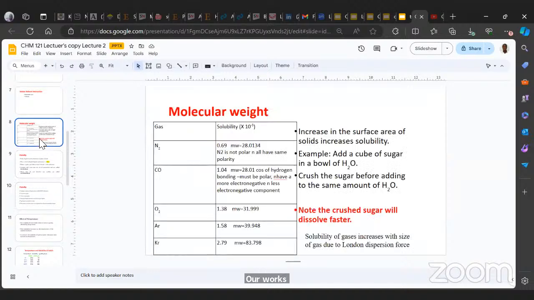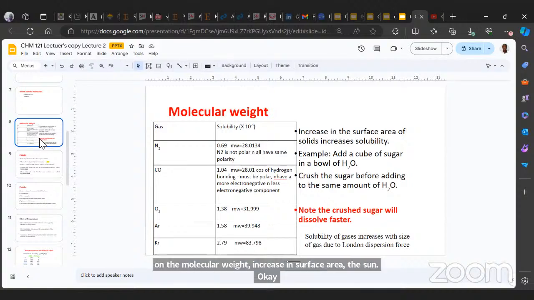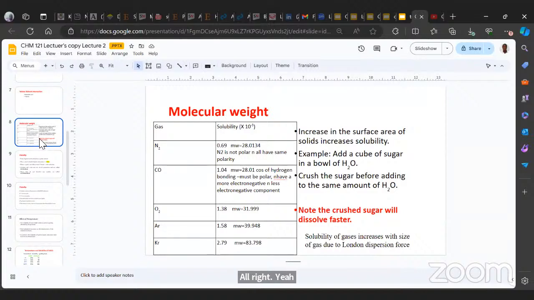So I want to explain molecular mass. Now, under molecular weight, an increase in surface area of the solid increases the solubility. If you add a cube of sugar to one bowl and crushed, granulated sugar to the other bowl, which one do you think will dissolve faster? The crushed sugar will dissolve faster because it has a wider surface area than the cube sugar. Cube sugar will first take some water to dissolve, to become granulated, before it starts interacting. But the granulated sugar immediately begins to interact. So now, under molecular weight, we look at the size.